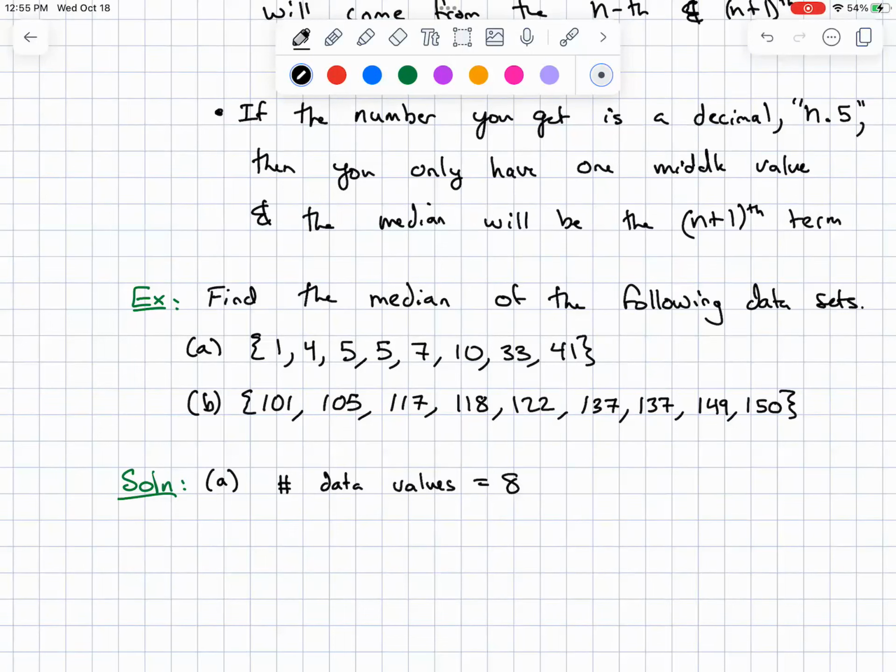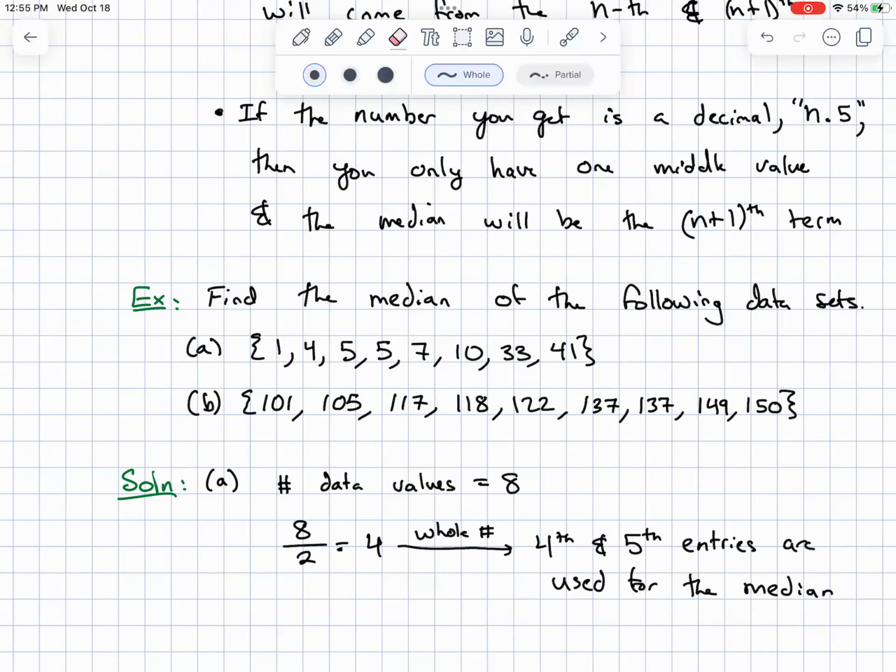8 data values. So 8 divided by 2 gives me 4. That means that's a whole number. So I'm going to draw a line. Whole number. So the 4th and 5th entries are used for the median. The 4th and the 5th entries are going to be used.